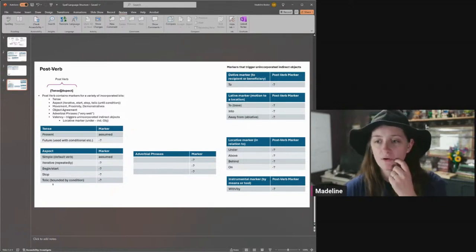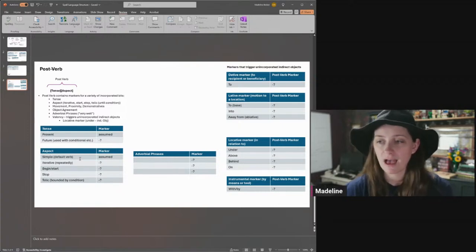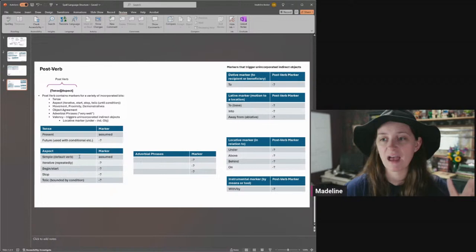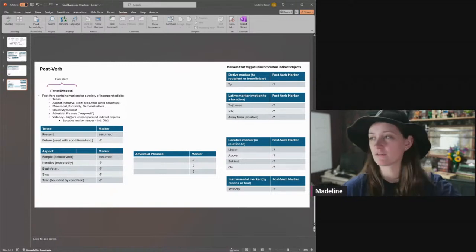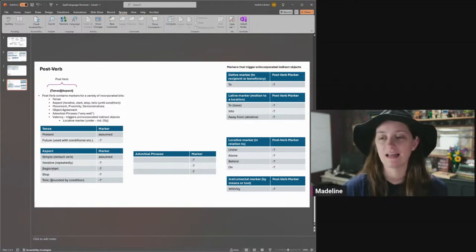And then I wrote the aspects that we had sort of talked about already. So we have a simple aspect, which is just the default verb aspect, right? Just whatever the verb implies. Iterative, begin or start, stop, and then telic, meaning it's bounded by a condition. If we end up keeping that, so we have that's tense, that's aspect.